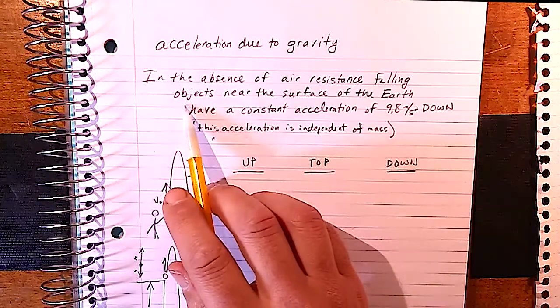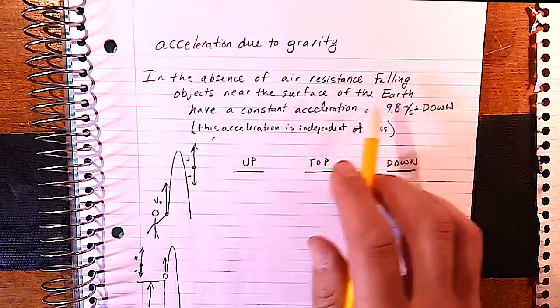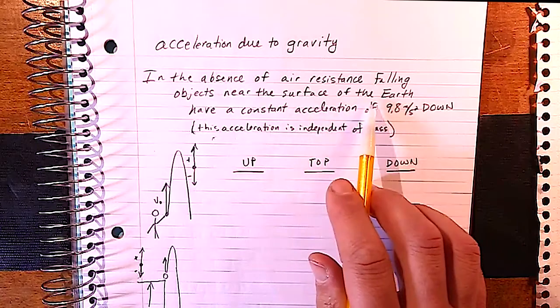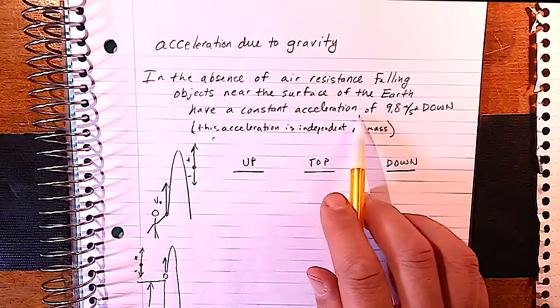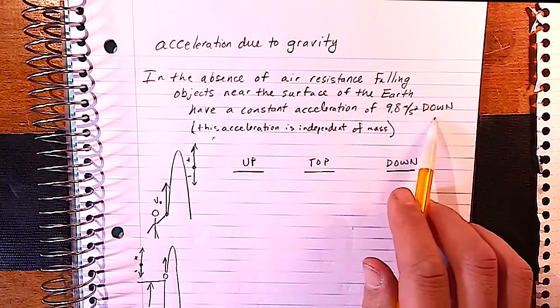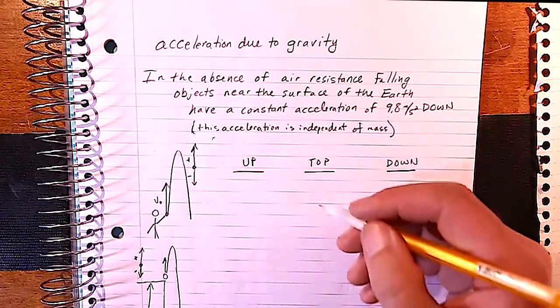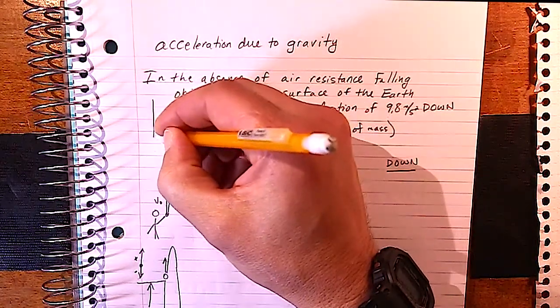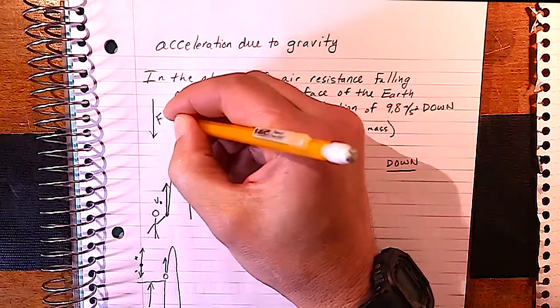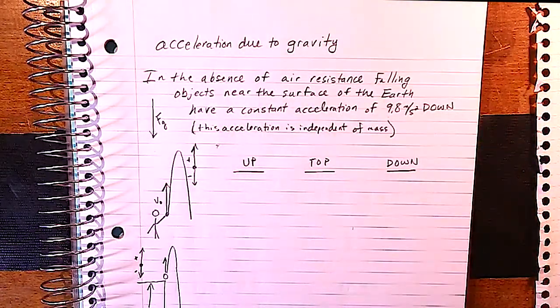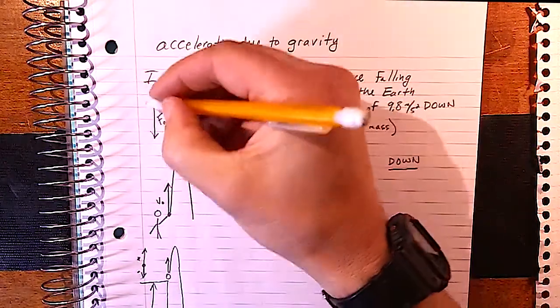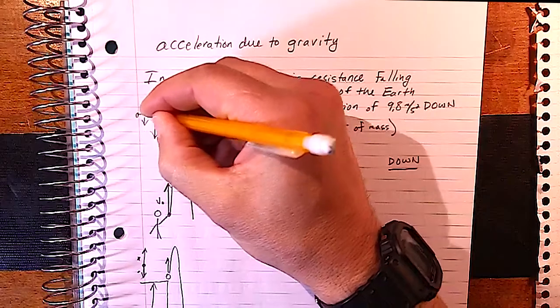So, in the absence of air resistance, falling objects near the surface of the Earth have a constant acceleration of 9.8 meters per second squared down. Now, why is that? We talked about net forces. So, the force on a falling object is Fg. This is called its weight. If there's only one force acting on an object, that is its net force. If the net force is down, then the acceleration has to be down.